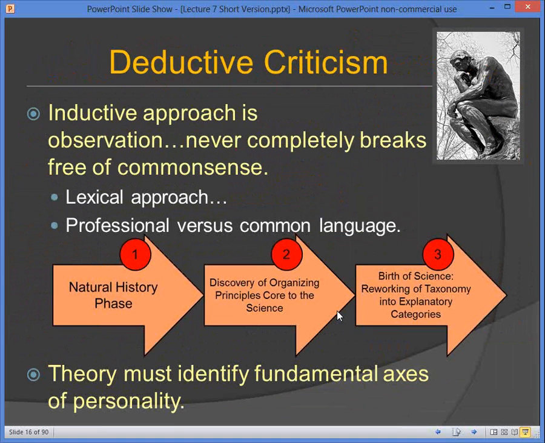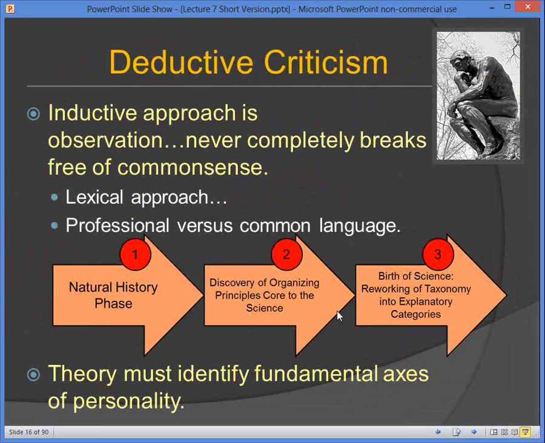So the deductive criticism of this, if we take a deductive approach to personality, people who are into a strongly theoretical model, they will say that the problem with induction generally is that we go to the world and we see what the world has in it, but when we go to the world, we take our common sense conceptions to the world as well.